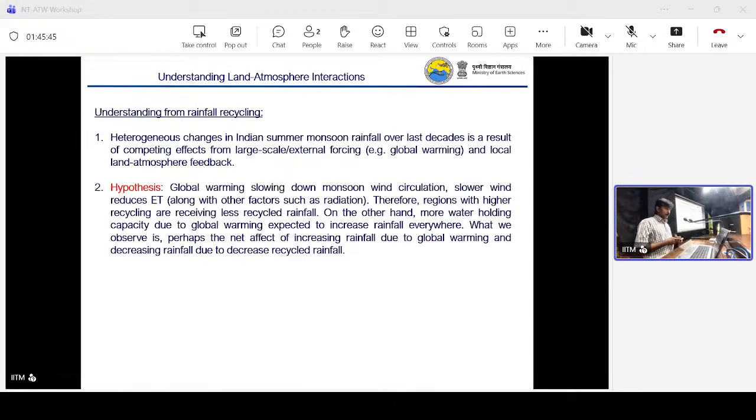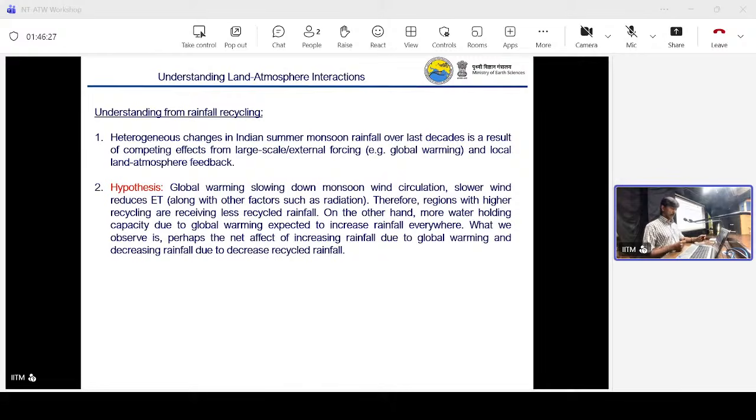So what it is suggesting is that you have very heterogeneous characteristics of land over the monsoon region, and probably there is a competing effect: global warming trying to increase rainfall everywhere, and local feedback trying to reduce this. What is the mechanism? Probably it is due to a decrease in wind speed. This evapotranspiration decrease depends on various factors. One important factor is the wind speed. If you have decreasing wind speed, it will decrease the evapotranspiration. So this is a hypothesis, probably, that this is the way it is going.